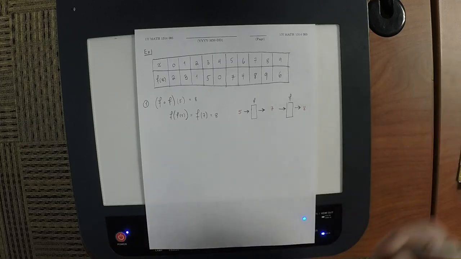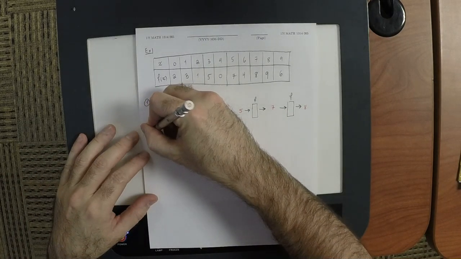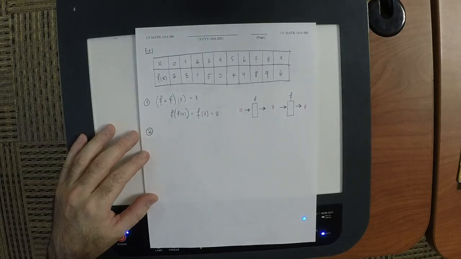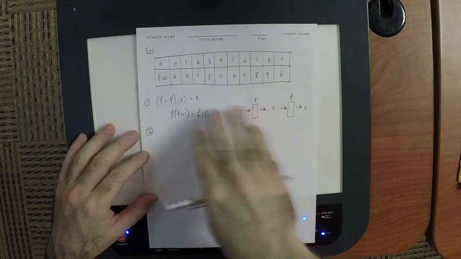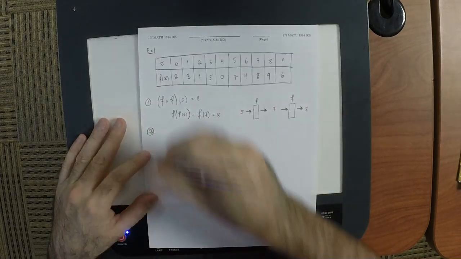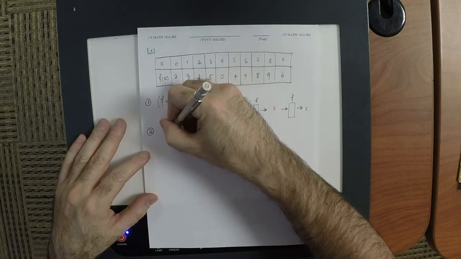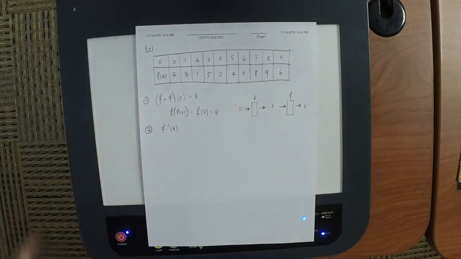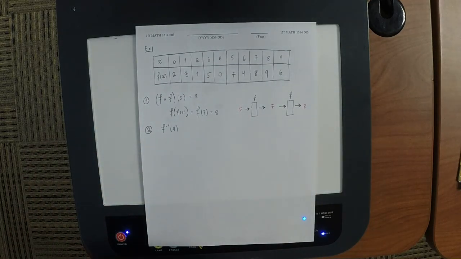Okay. So now this one, this was the setup to get to the question I was trying to ask. What is f inverse evaluated at 4? Six. It's 6.